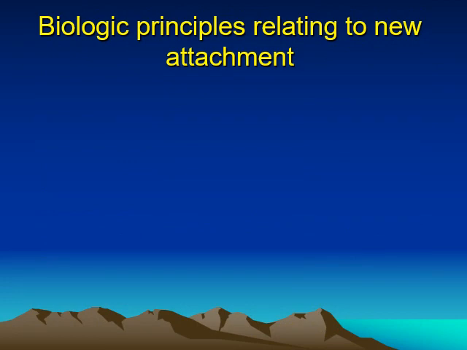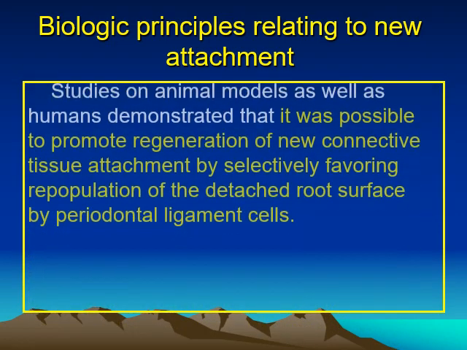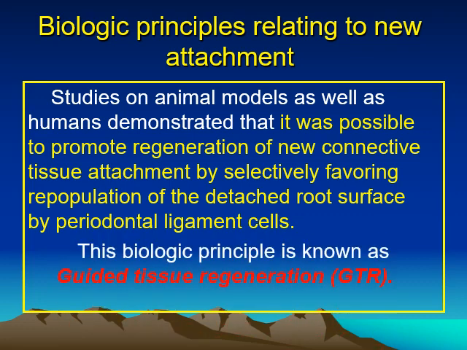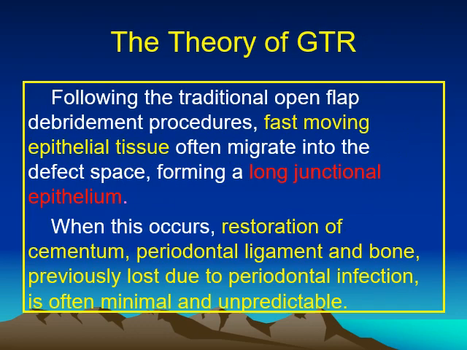Regarding the biologic principle relating to new attachment, studies on animal models as well as on humans demonstrated that it was possible to promote regeneration of new connective tissue attachment by selectively favoring repopulation of the detached root surface by periodontal ligament cells. This biologic principle is known as guided tissue regeneration, or GTR.